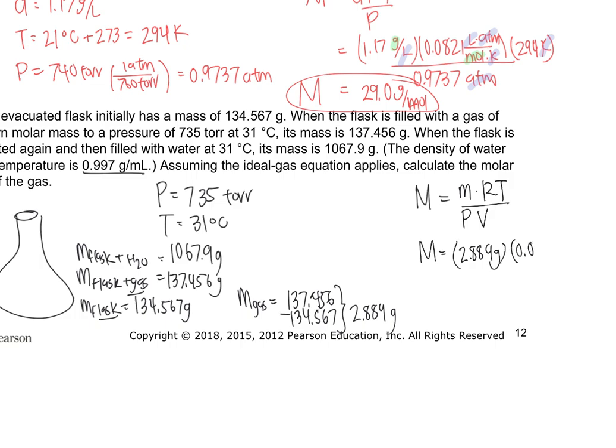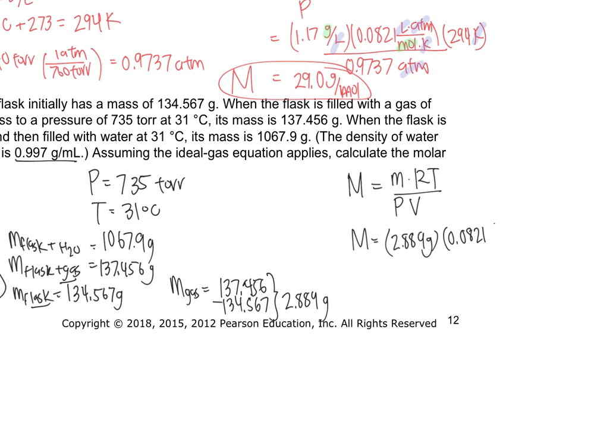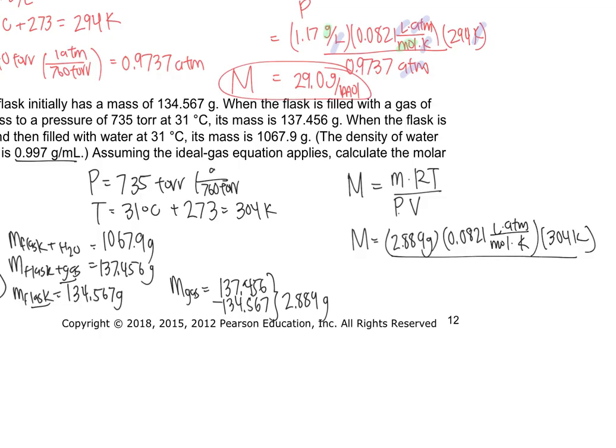Now we know R is 0.0821 liter atmosphere per mole Kelvin. And we know the temperature is 31. We're going to add 273 to get 304 Kelvin. All right, they also give us the pressure. We're down in pressure now in torr. So we're going to divide by 760 torr per atmosphere. And our pressure value ends up being 0.967 atmospheres. So plug that in, 0.967 atmospheres.